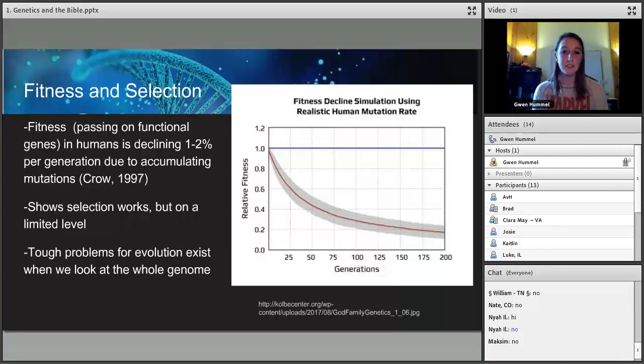And fitness in humans is declining 1 to 2% per generation due to accumulating mutations. So your parents have 1 or 2% more fitness than you, your grandparents 1 to 2% more than that. So that's how this fitness is declining. And you can see in this graph, this is using a realistic human mutation rate, how this fitness, the ability to even pass on good genes, is declining.